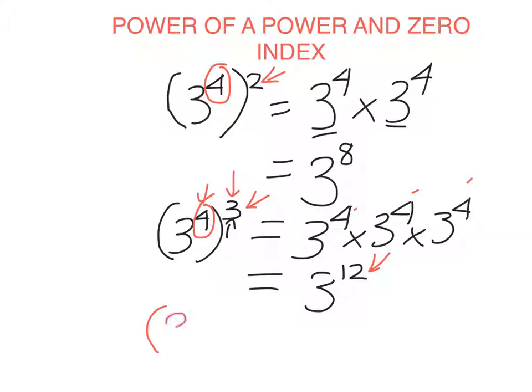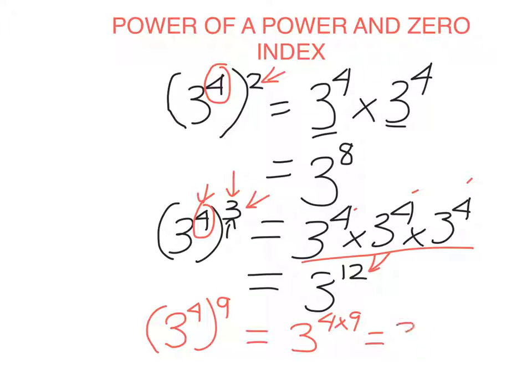So if I wanted to do, say, 3 to the power of 4 to the power of 9, instead of writing it out in expanded form like this, there's a quick way to do it. It would just be 3 to the power of 4 plus 4 plus 4, etc., 9 times. So the quick way, 3 to the power of 4 times 9. We're just multiplying the two powers together. And that's, of course, 3 to the power of 36.